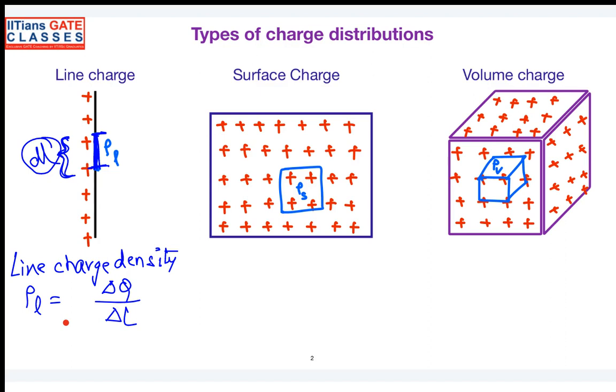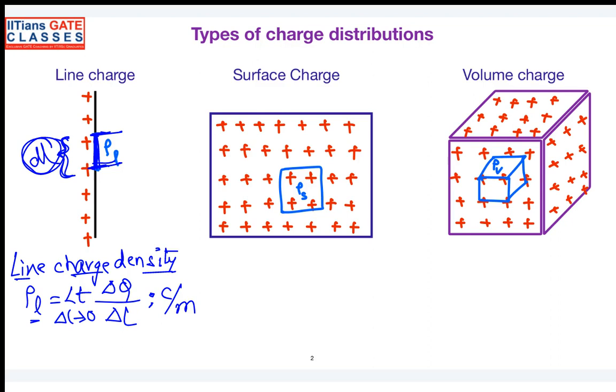In other words, you need not get confused here. The line charge density represents the charge present in a small length. That is the charge divided by the length. The length has to be as small as possible. So the charge divided by the length is basically called your line charge density. The units of rho L, if we consider, will be coulombs per meter.